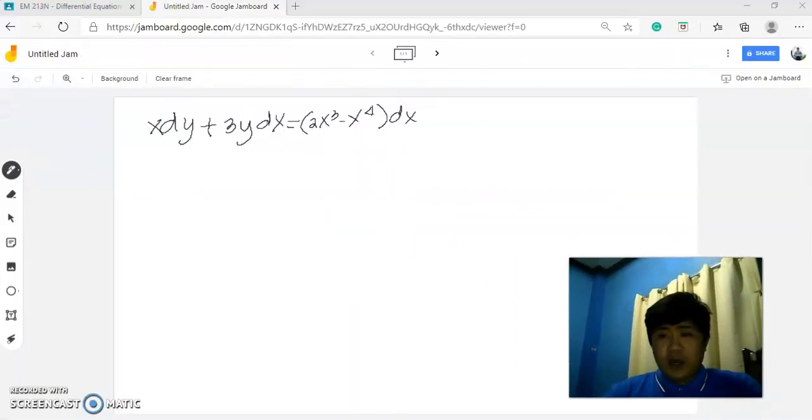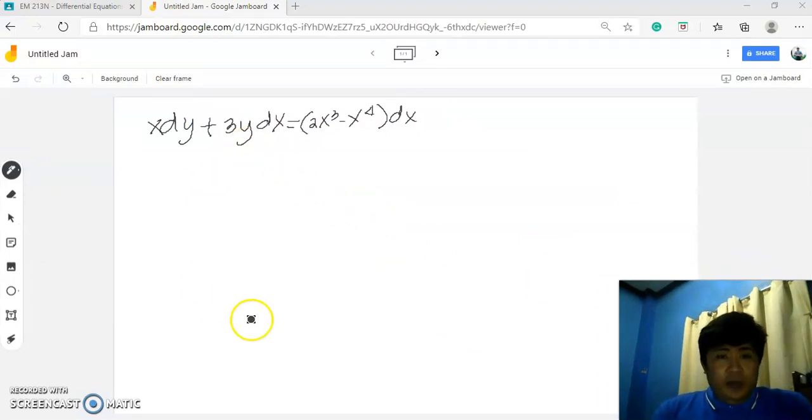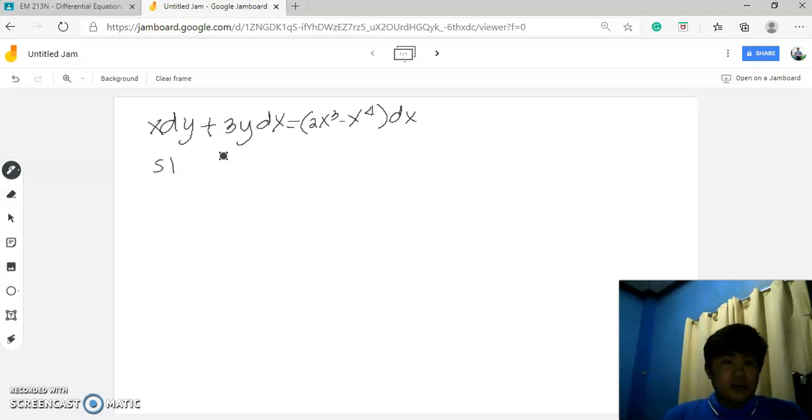From here, let's start solving. Our target is to make this general form into our standard form. Transform this into our standard form.